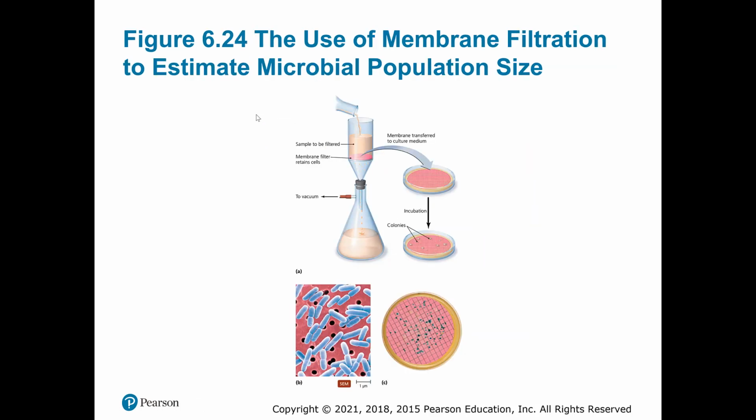Other methods, membrane filtration. So you kind of pour your culture through this kind of paper membrane. The cells get stuck to the membrane. You put this membrane on a plate and incubate them. And if you get individual colonies, you can just count the colonies, and that tells you how many cells were in your original sample.